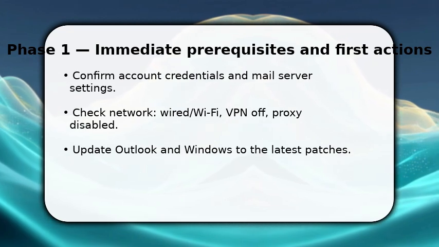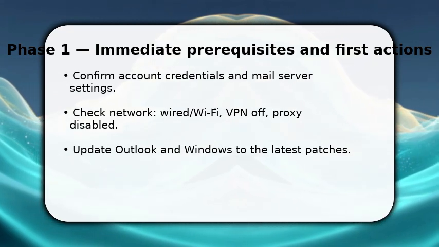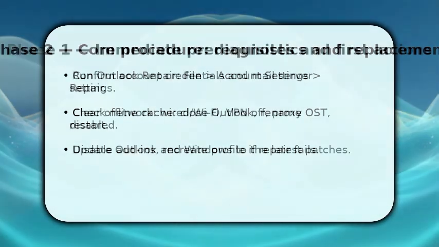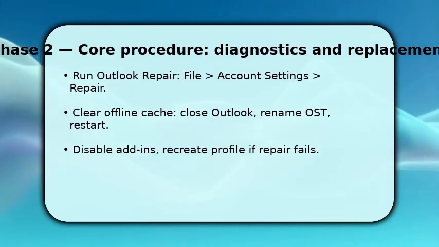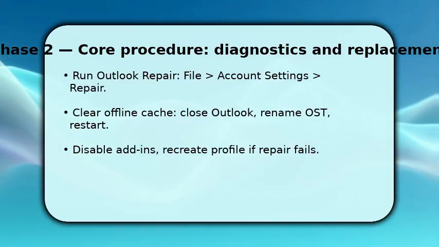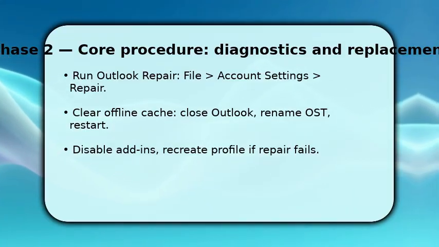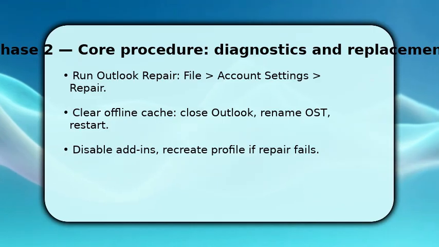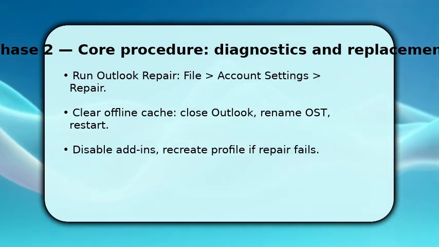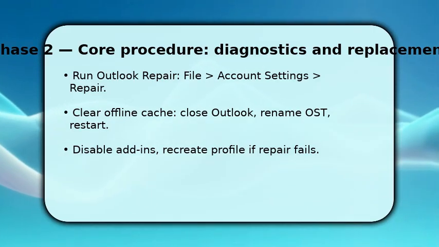You now repair and force a fresh sync. Start Outlook's built-in repair through File, Account Settings, then repair for that account. This rebuilds connection settings. Once that completes, close Outlook and rename the OST file to create a new local cache so Outlook downloads a clean copy. This resolves most corruption issues.